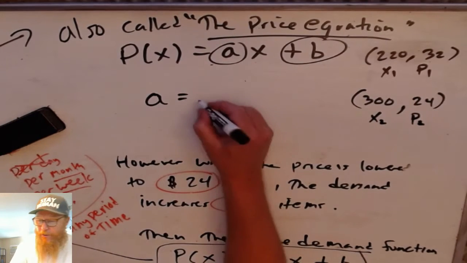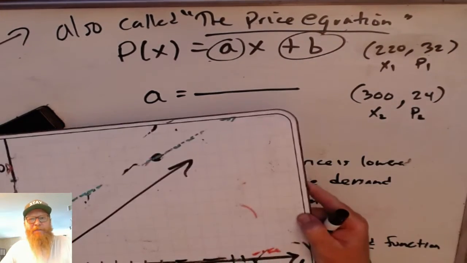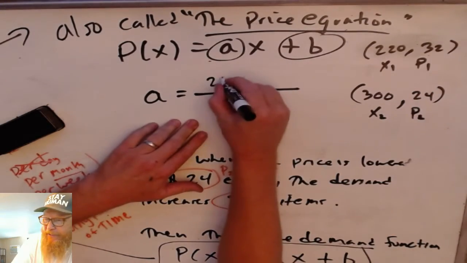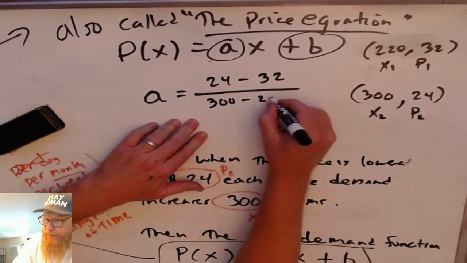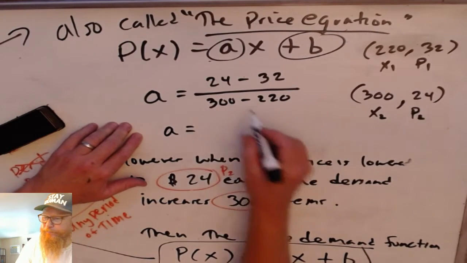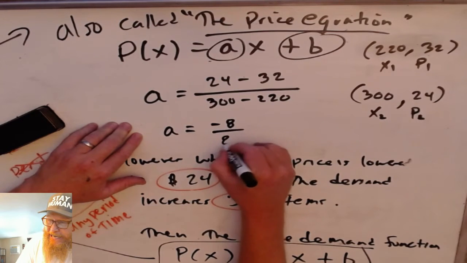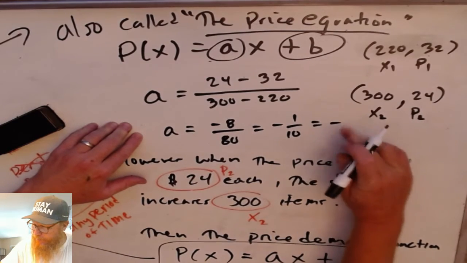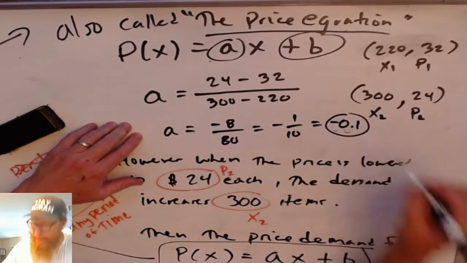All right. So this one I'm going to do totally algebraically. So we sometimes call this blind, right? So I'm not looking at the actual picture, but you certainly could take out your graph paper and do it that way. So I got 24 minus 32 over 300 minus 220. So I'm going to get negative 8 over 80, which is negative 1/10. Or if you prefer decimals, negative 0.1.